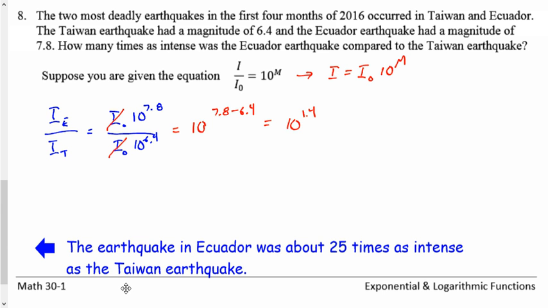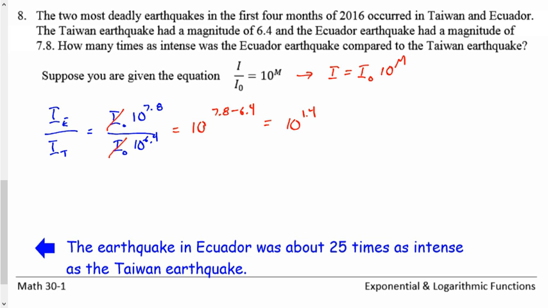So even though the change in the magnitude number was only 1.4, that's telling us about 25 times as much energy was released. So 25 times as intense. So that's one type of application.